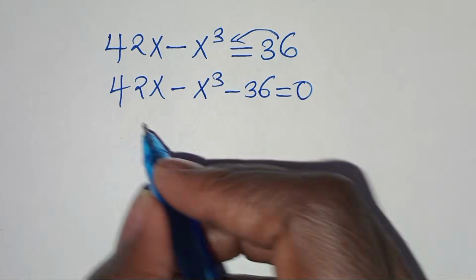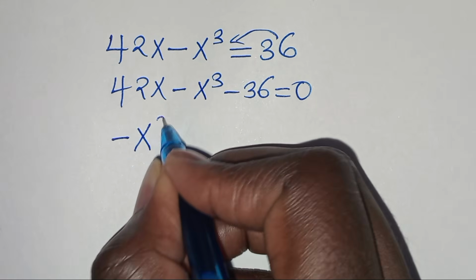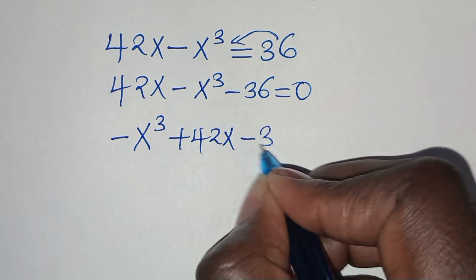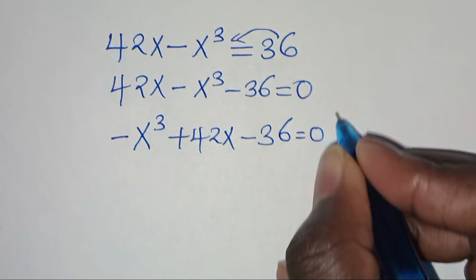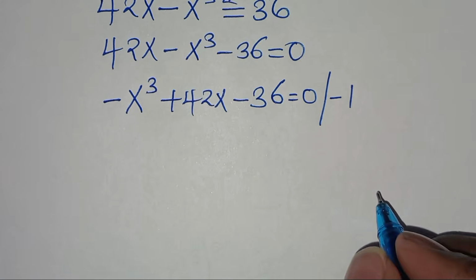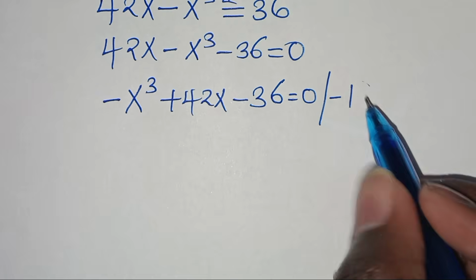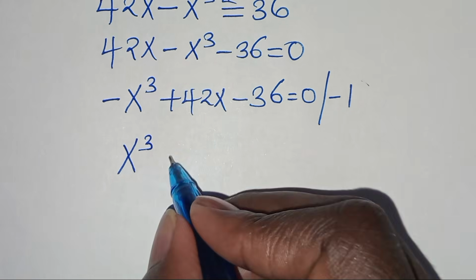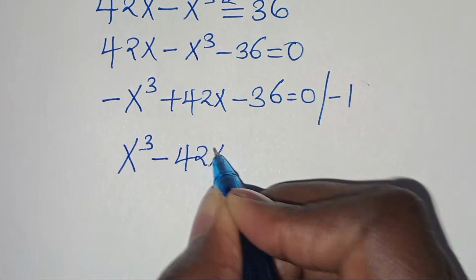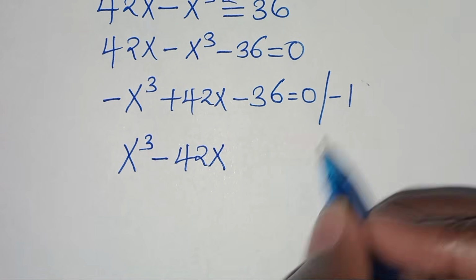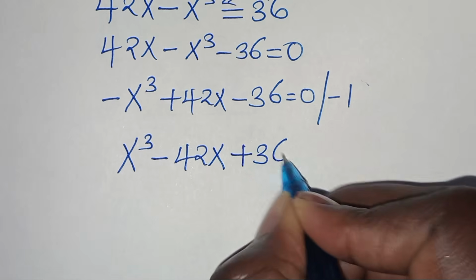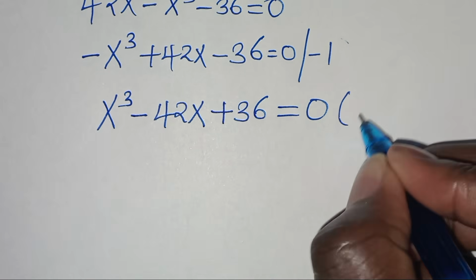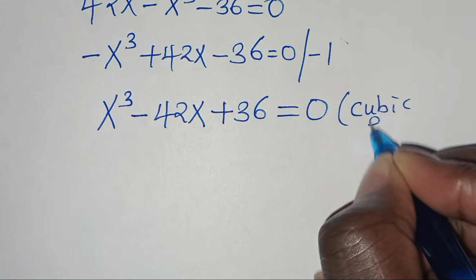So let's rearrange this equation. We have minus x to the power of 3 plus 42x minus 36. This is equal to 0. So let's divide everything here by minus 1. Minus x to the power of 3 divided by minus 1. This is x to the power of 3. Plus 42x divided by minus 1. This is minus 42x. Then minus 36 divided by minus 1. This is plus 36. This is equal to 0. So we form a cubic equation. This is a cubic equation.